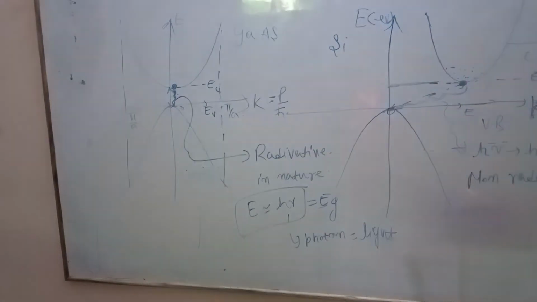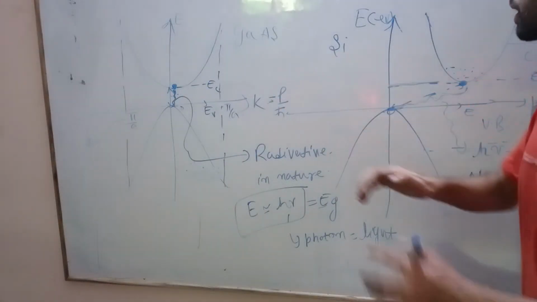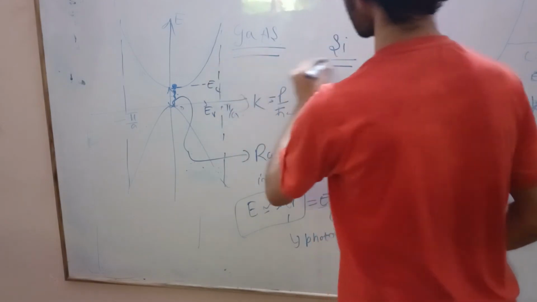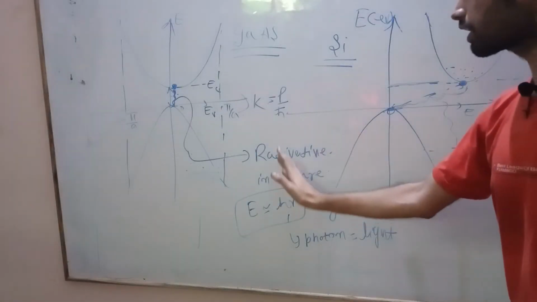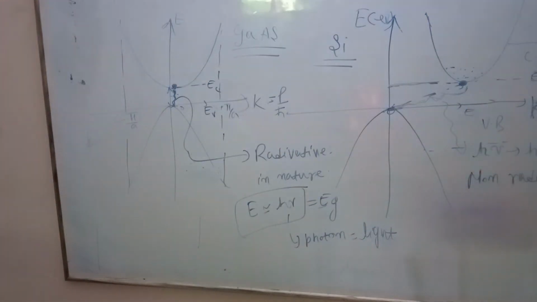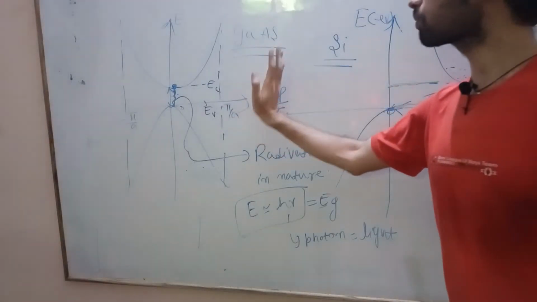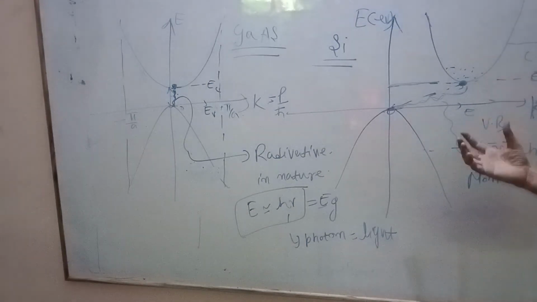Now this is the main difference we get in both cases, gallium arsenide and silicon. Here the energy that comes out is non-radiative, here it is radiative. Non-radiative means it is dissipated in the form of heat, it is not coming out in a useful manner. Here both energy and momentum are conserved. Here both energy and momentum are not conserved.